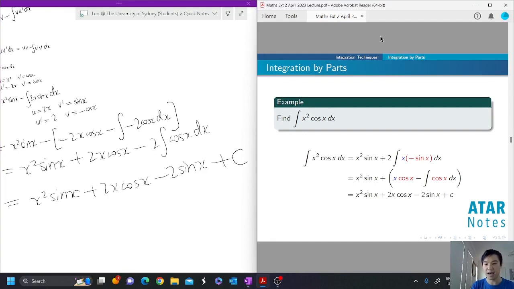So as the slides say, yeah, that's what your answer is going to be. It's going to be x squared sine x plus 2x cos x minus 2 sine x. And that's what we get when we integrate x squared cos x.